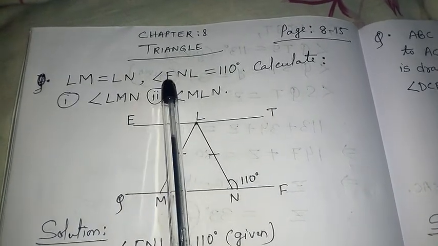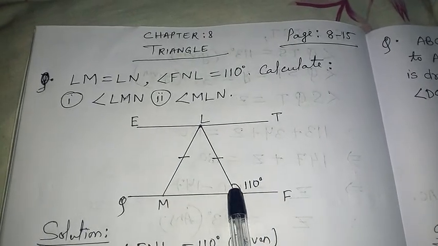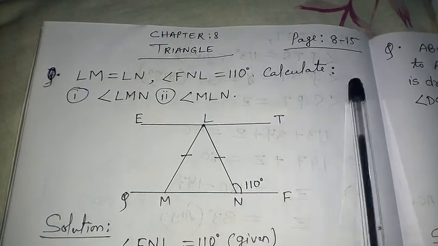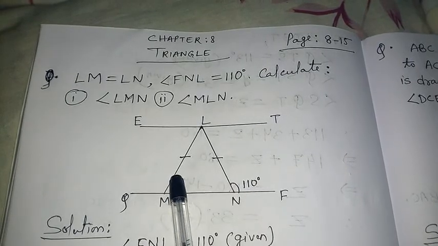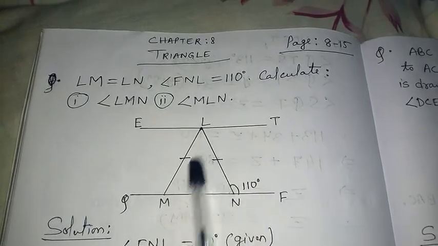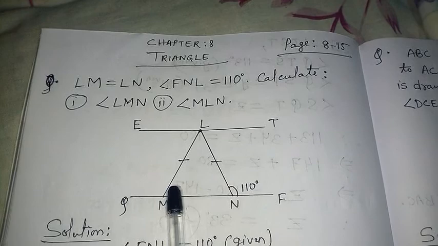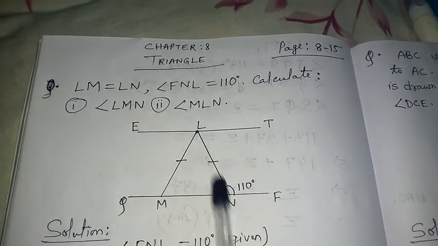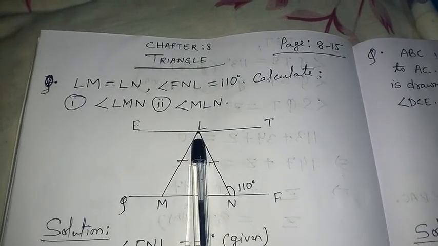So this is the one, and angle FNL is 110 degrees. That is, here the exterior angle is 110 degrees. Calculate number 1, angle LMN. That means you have to find angle M and angle MLN, that means this particular angle. So you have to find this M angle and this L angle.